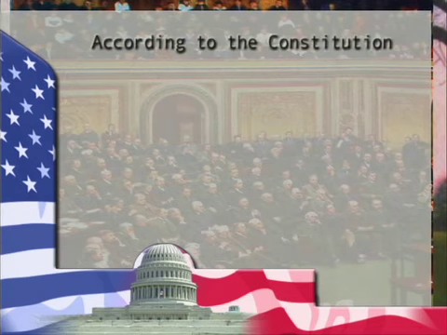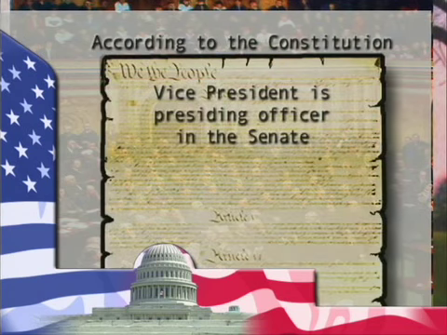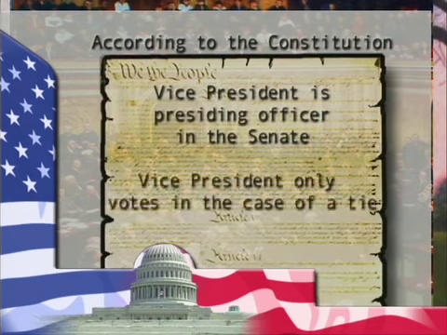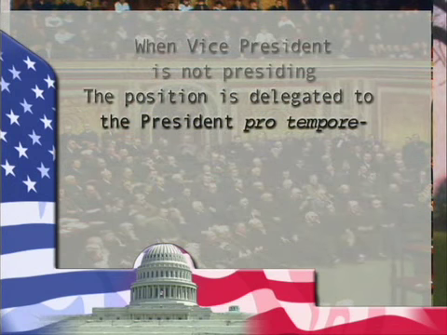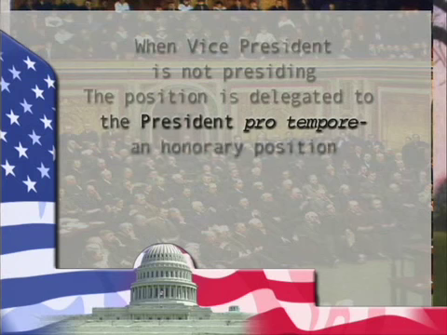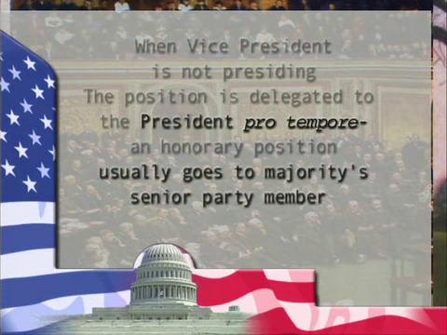According to the Constitution, the Vice President is the presiding officer in the Senate. But because the VP only votes in the case of a tie, this position is normally delegated to the President pro tempore of the Senate. The President pro tempore is largely an honorary position and usually goes to the majority party's senior member.